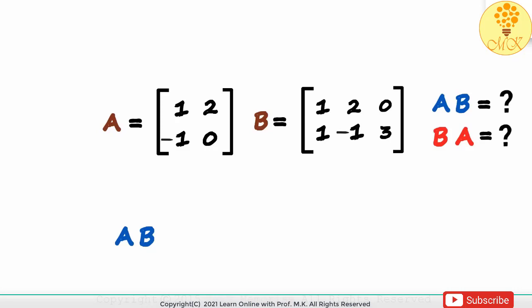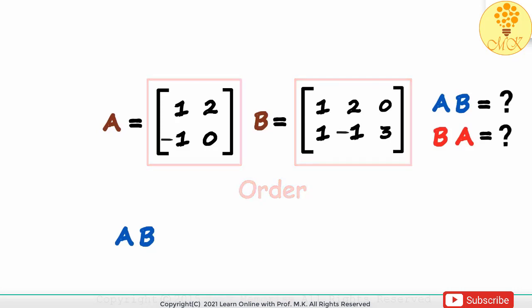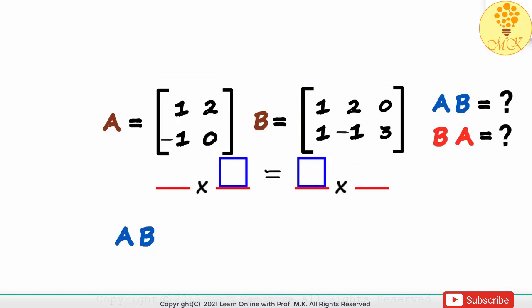How did we check for the compatibility? We found the order of each matrix and checked if the second and the third numbers are equal. If yes, then they were compatible, else they were not.